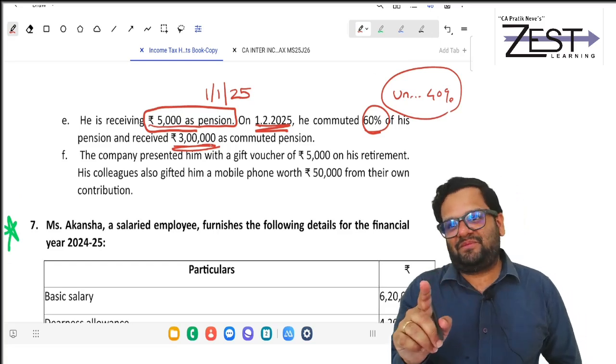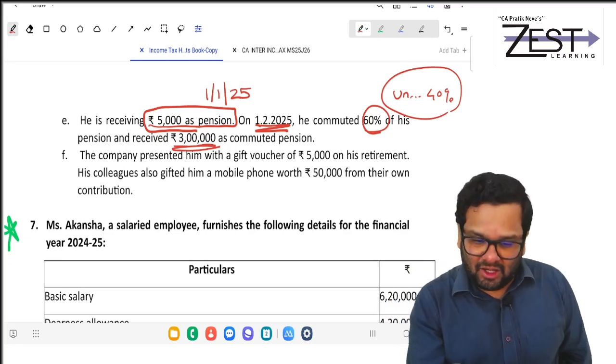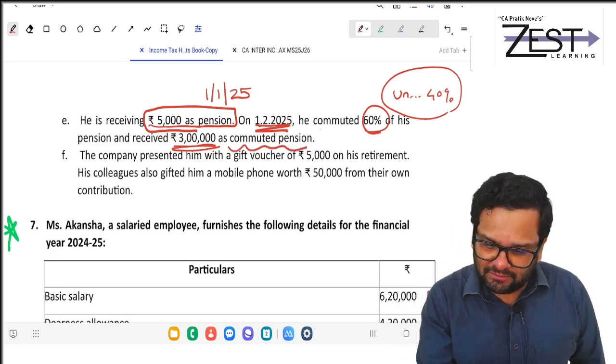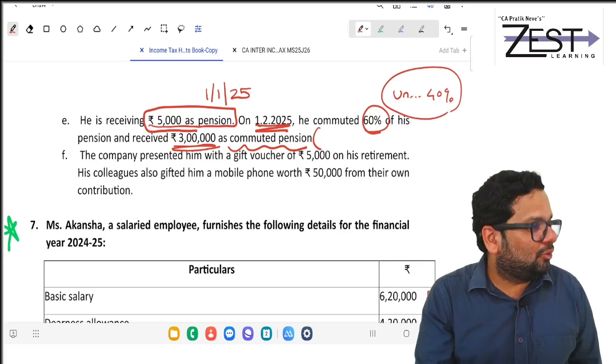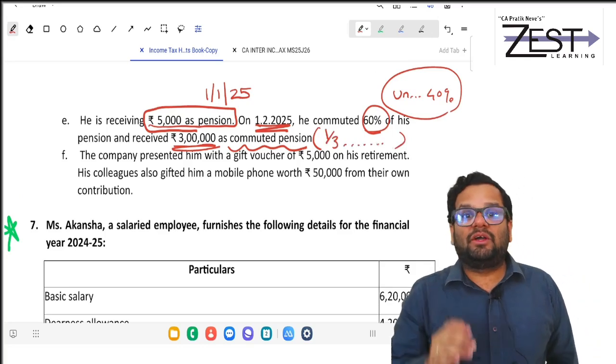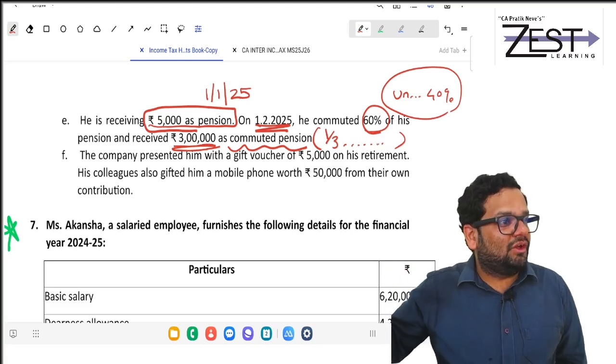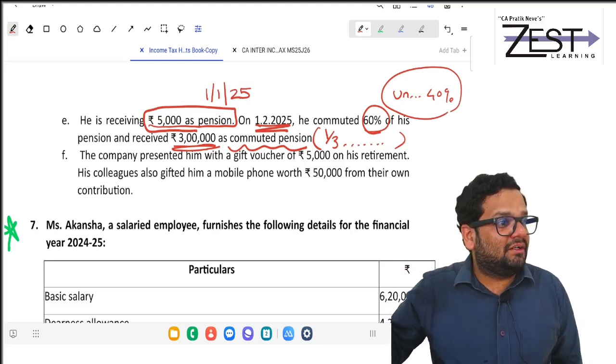and he receives 3 lakhs as commuted pension. Don't forget, he is receiving gratuity also. So out of commuted pension, how much will be exempt? Out of commuted pension, 1/3 will be exempt because he is receiving gratuity also. 1/3 of such pension had he commuted 100%.